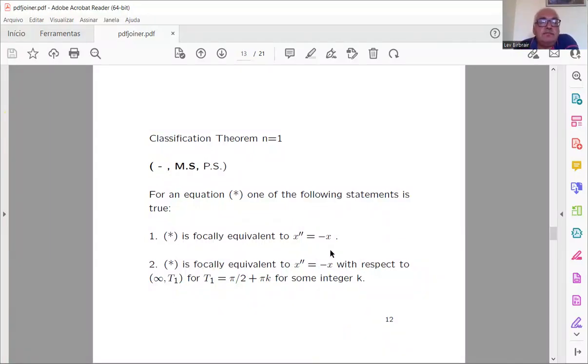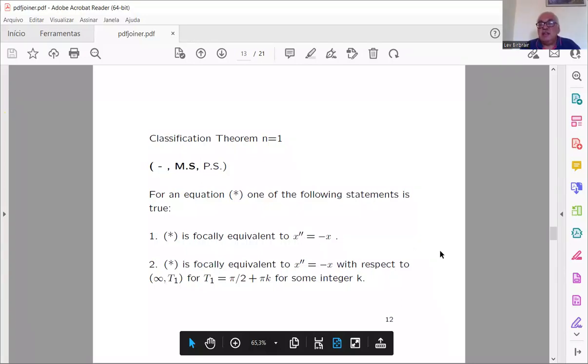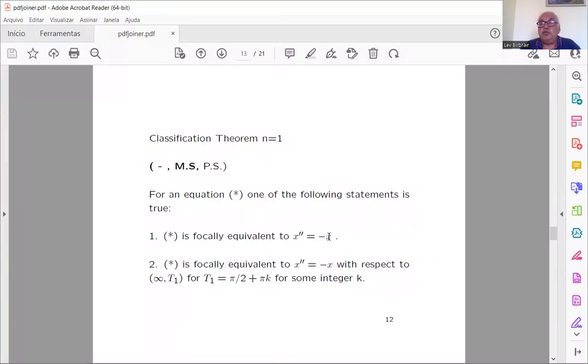So then the classification is that for equation star, the equation star is this one, right? One of the following is true. First of all, the equation is focally equivalent to x2 prime equal to minus x, right? Or to the same x2 prime equal to minus x with respect to infinity T1. So generally, in the one-dimensional case, we have a model, and this kind of model is this equation, x2 prime equal to minus x. And then basically every equation is equivalent to that with respect to some T.